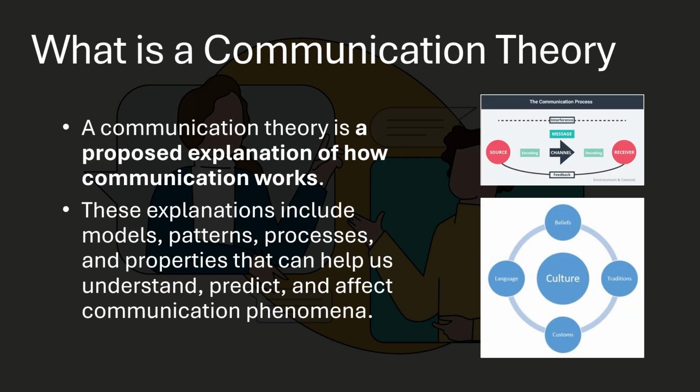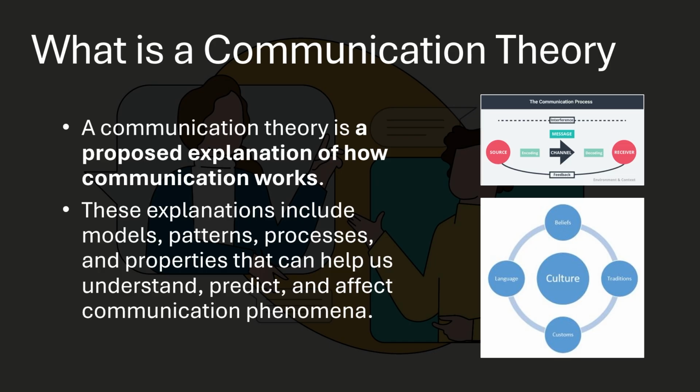A communication theory is a proposed explanation of how communication works. Some of these theories will use models to illustrate what communication looks like. Others will identify patterns that keep happening over and over again. Some will be more process-driven, where you might see patterns, but it's always in step one, step two, step three, one after the other. And some will just look at the properties or the characteristics of communication and try to describe those.